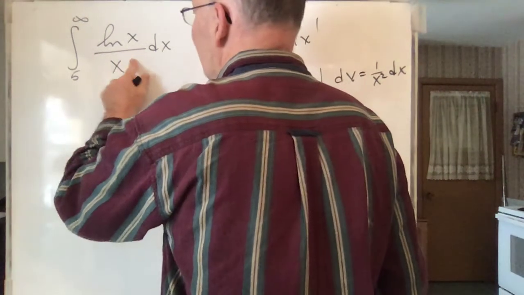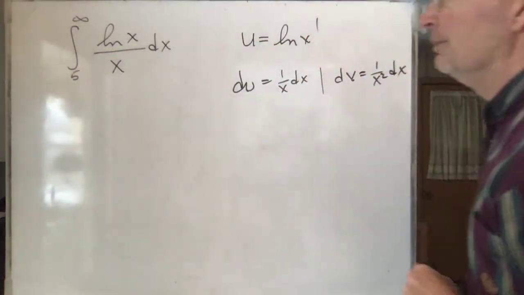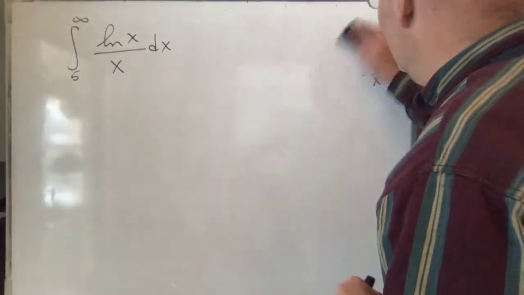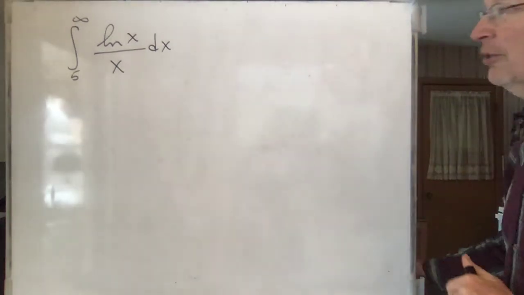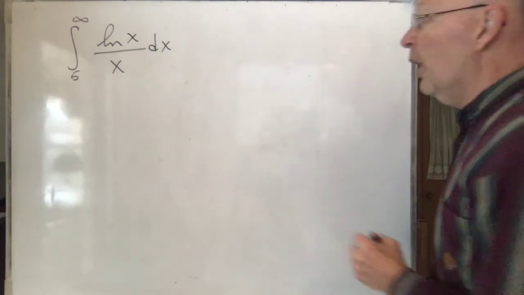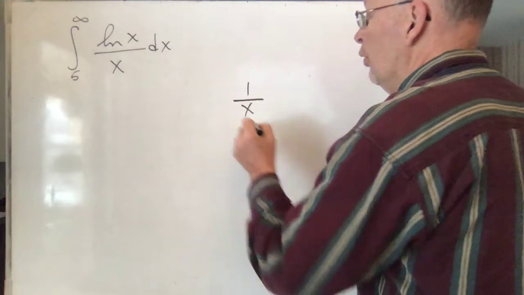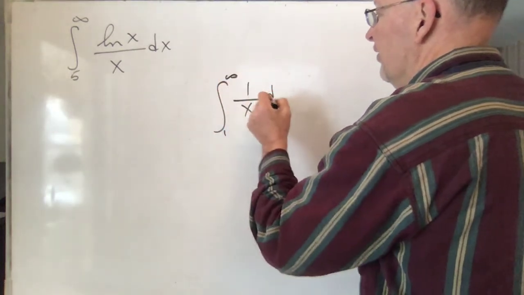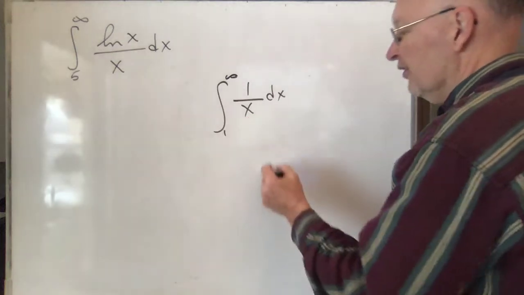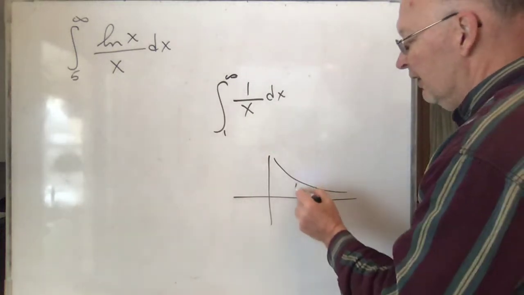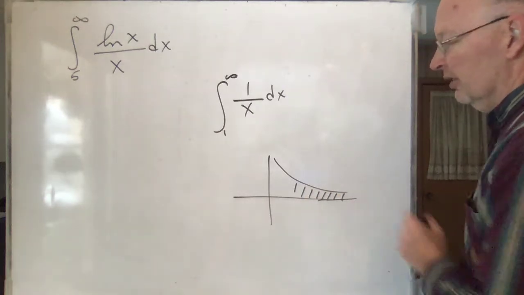Okay, what about this function? Let's change it just slightly. What about that? Does that converge or diverge? Again, you should be able to look at that just instantly and say, oh, that diverges. Why? Because we know that 1 over x diverges. This thing doesn't go to 0 fast enough. It goes to 0, but not fast enough. So the area underneath that is infinite.